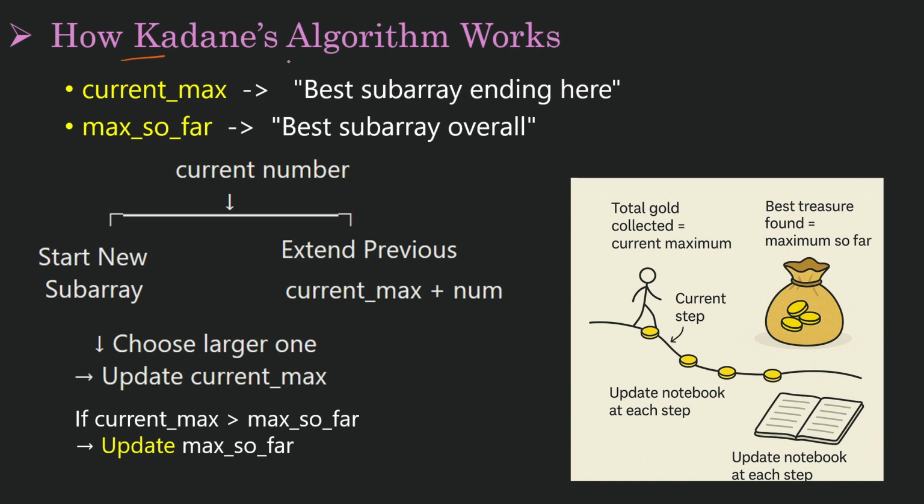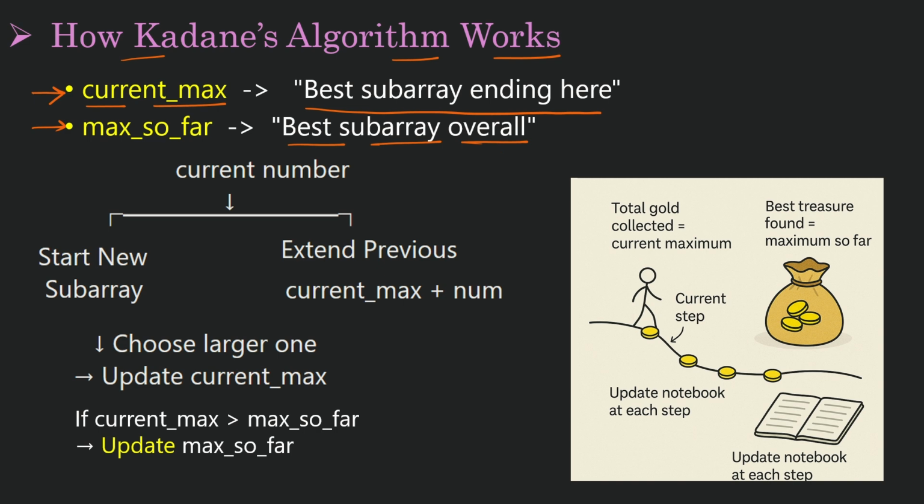Now let's dive into the heart of Kadane's algorithm and see how it solves the maximum subarray sum problem. The algorithm is surprisingly simple. It walks through the array one number at a time, keeping track of two important values. The first value, called the current maximum, is the largest sum possible for a subarray that ends at the number we're currently looking at. The second value, called the maximum so far, is the largest sum we've found for any subarray throughout the entire process.